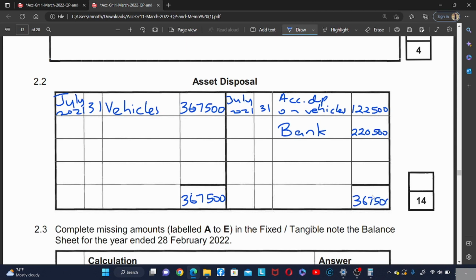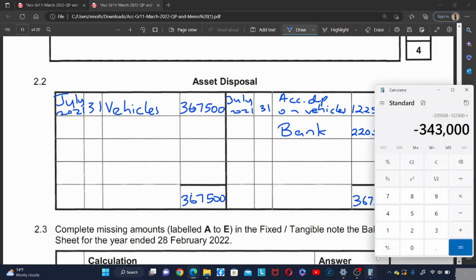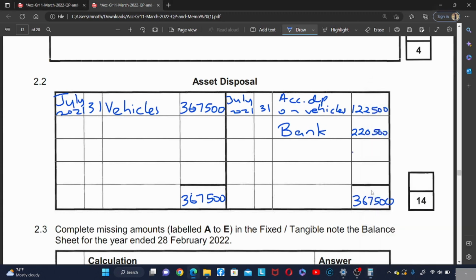We made a loss. So how much is the loss? 220,500 plus 122,500 minus 367,500 is equal to 24,500. We made a loss of 24,500. So this is a loss on sale.